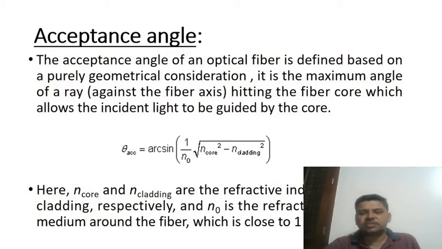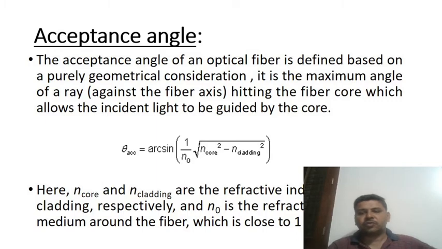Let me give you an example for acceptance angle. If we have a home with a main door, only through the main door can we enter inside the home. Similarly, acceptance angle means only within this area and this particular angle, if the light enters the optical fiber, it takes the propagation mechanism. That is the concept of acceptance angle.